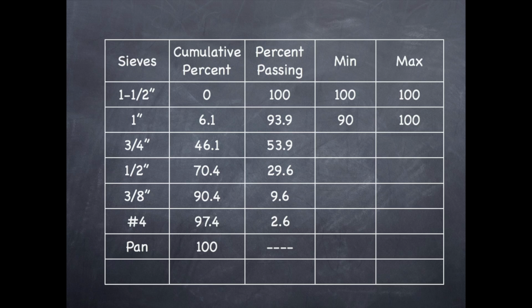For the 1-inch sieve, it states that not less than 90% can pass through the 1-inch sieve. We have 93.9% of the sample passing, therefore this requirement has also been met. On the 3/4-inch sieve, the minimum allowable passing is 40%, while the maximum is 85%. This sample has 53.9%, again meeting the grading requirements of a size number 56. And as you can see, this sample has met all of the grading requirements for ASTM C33, size number 56.